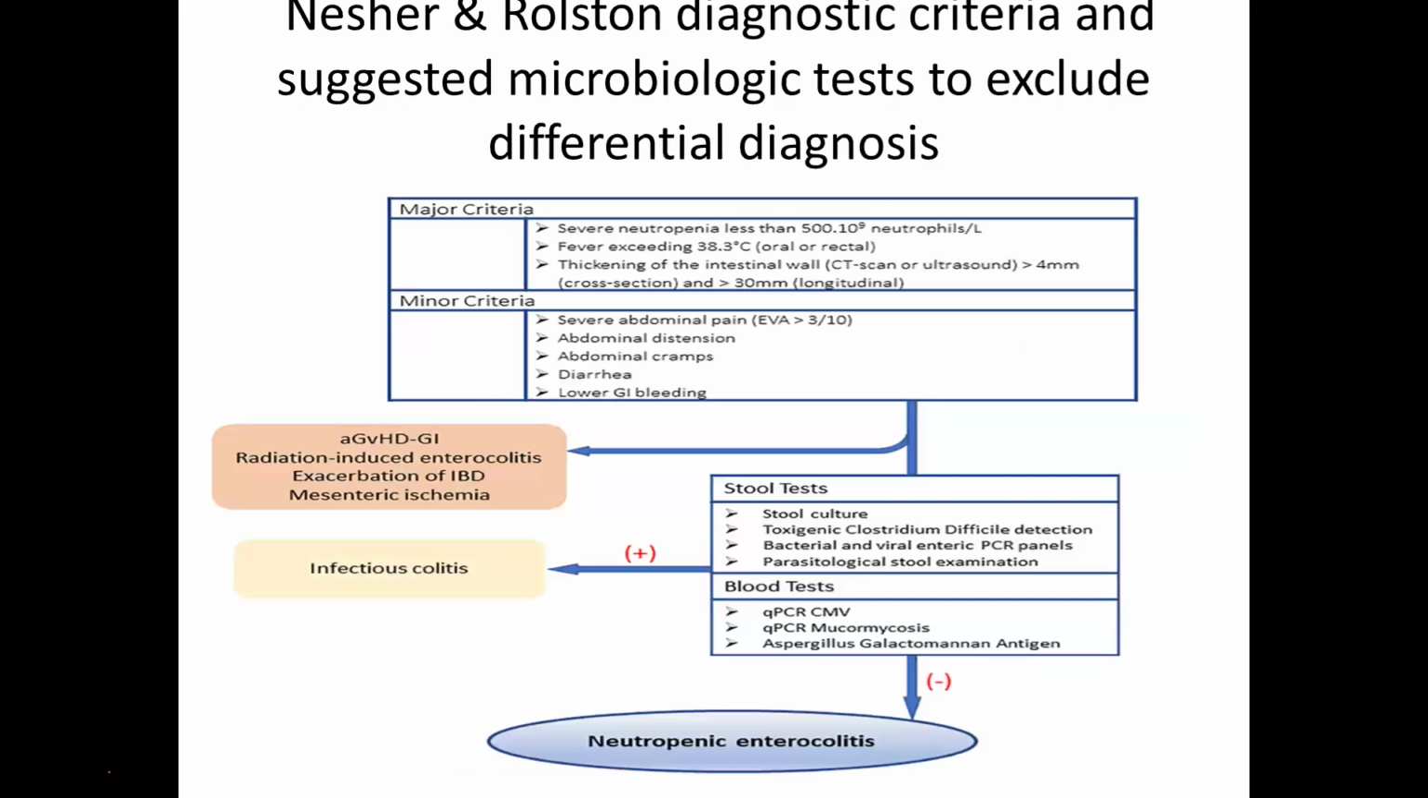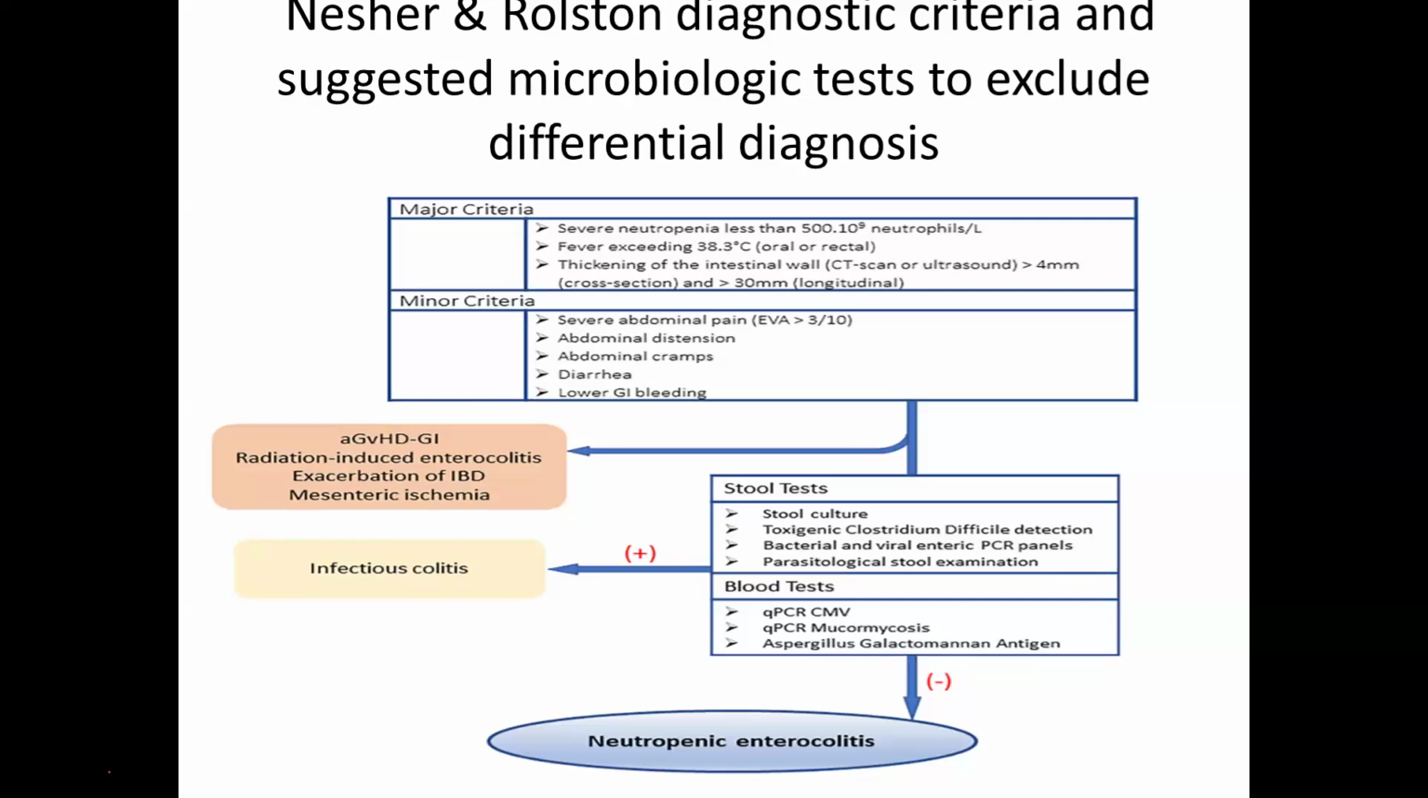Going into the investigations, some have tried to make major and minor criteria to make a diagnosis of neutropenic enterocolitis. The major criteria I've already mentioned, but looking at the minor criteria, you see severe abdominal pain, abdominal distension, abdominal cramps, diarrhea, and lower GI bleeding. Investigations are encouraged to rule out other causes of colitis.